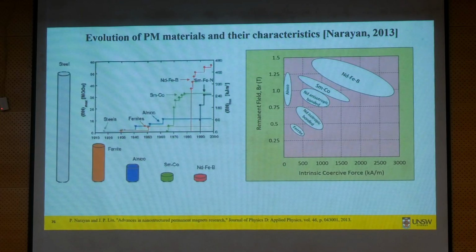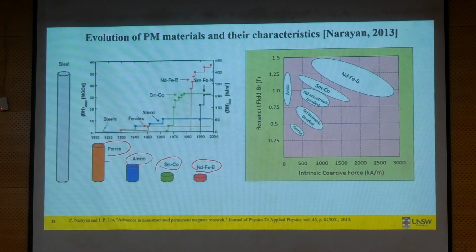The most commonly used magnet materials are neodymium iron boron, SmCo, alnico, and ferrite. Okay, so ferrite is the magnet material that you will find in your fridge magnet. It's the cheapest and easily available everywhere.